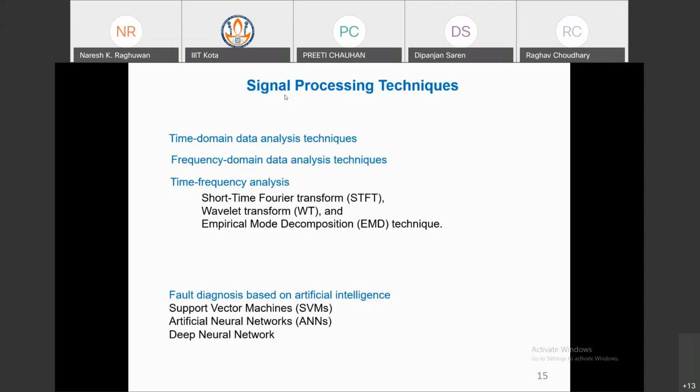Some classifications are there, and we classify different types of fault. ANN, artificial neural network, deep neural network. These are the techniques which fault diagnosis people are currently very interested in. Well, we will not cover these techniques, but the time domain, frequency, and time-frequency domains I will explain to you.